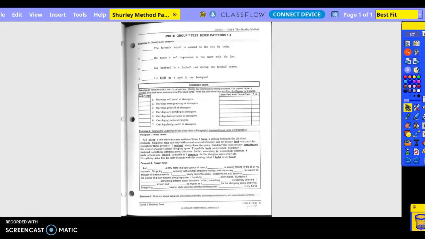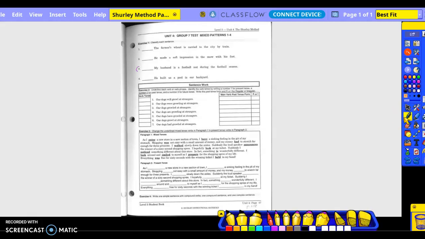Let's see. I'm going to have you guys do number 3 for homework. And so we'll do 1, 2, and 4. Okay? And that one actually is a subject noun, linking verb, predicate noun, pattern 4, check. So that one is what the pattern is for that. All right, number 1, the farmer's wheat is carried to the city by a train.